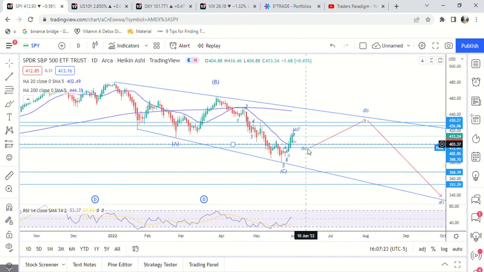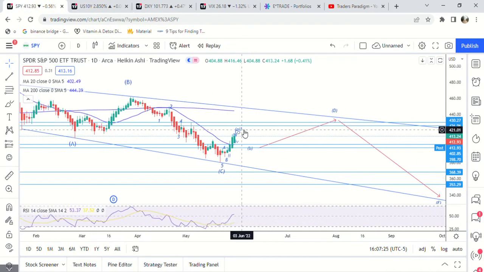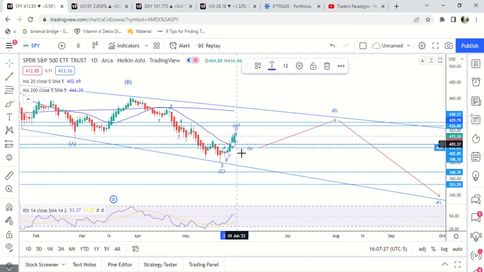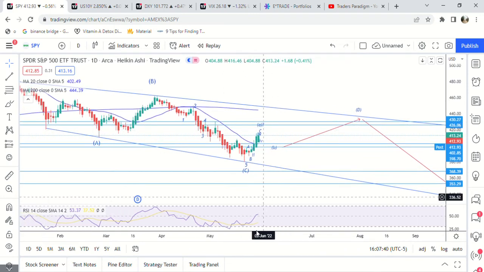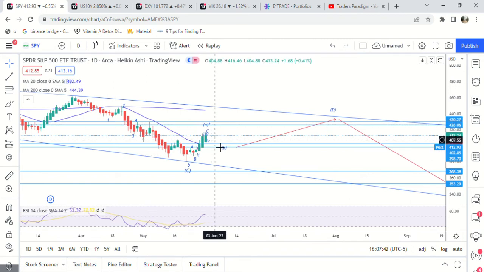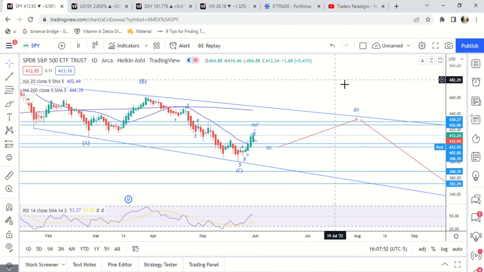So just a little update. I don't think that this is going to do what I originally thought, which is 1, 2, 3, 4, 5 to, or no, I'm sorry, A, B, C to 423. We've already finished a C wave. And so I think we're going to go A, B, C, and then 1, 2, 3, 4, 5 out here to August at around 435, 436, in my opinion. So there's your update.